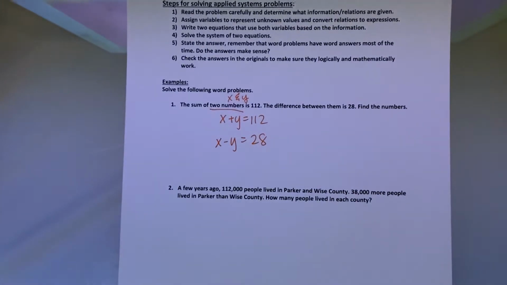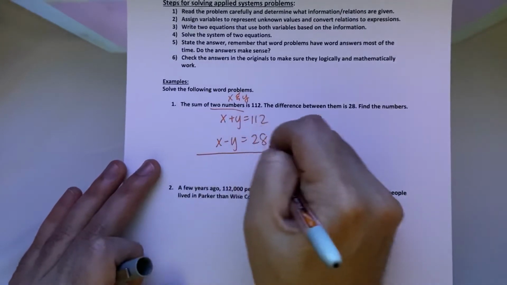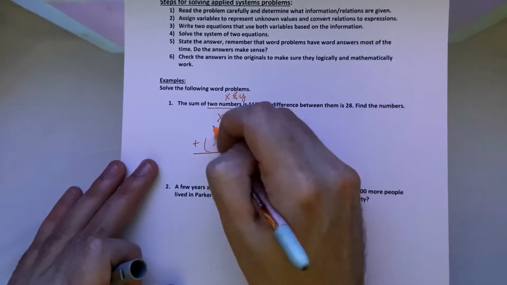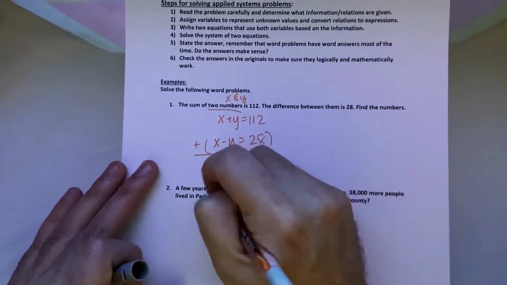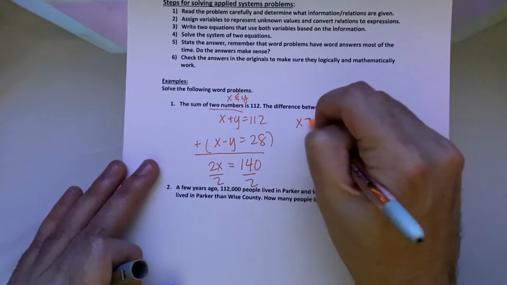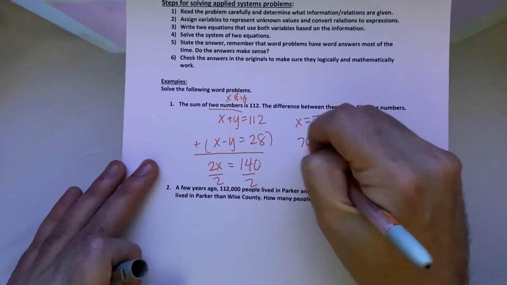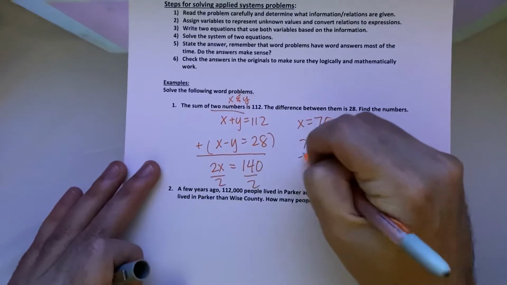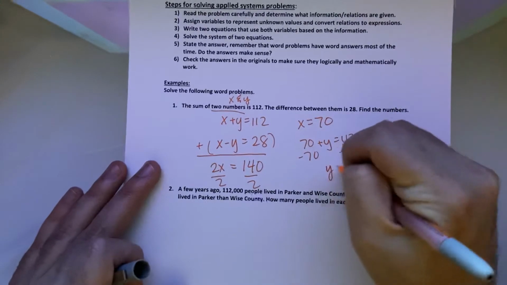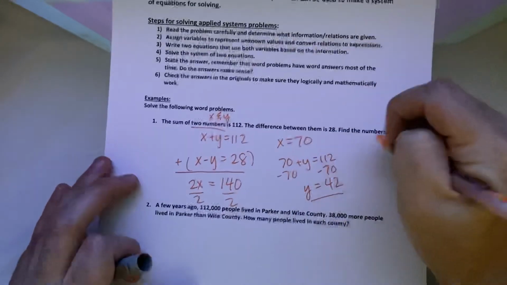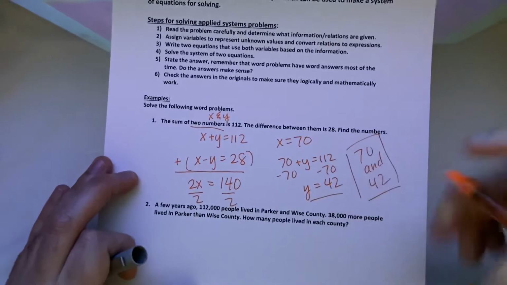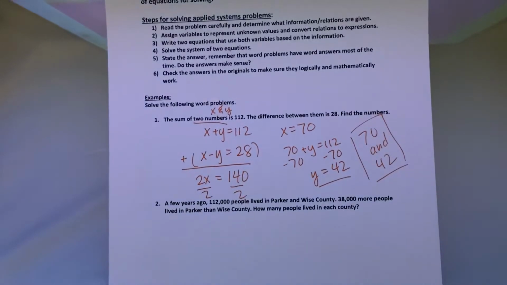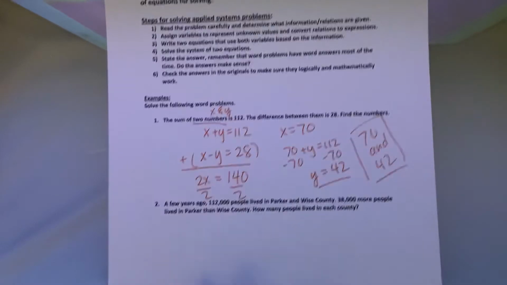I'm going to use elimination for all these when possible. When I add these two equations together, I get 2x equals 140, divided by 2. X is 70. Plug it back in. 70 plus y equals 112. Subtract 70. Y is 42. So my two numbers are 70 and 42. Not too bad. So we'll leave number 2 for you. Let's continue.